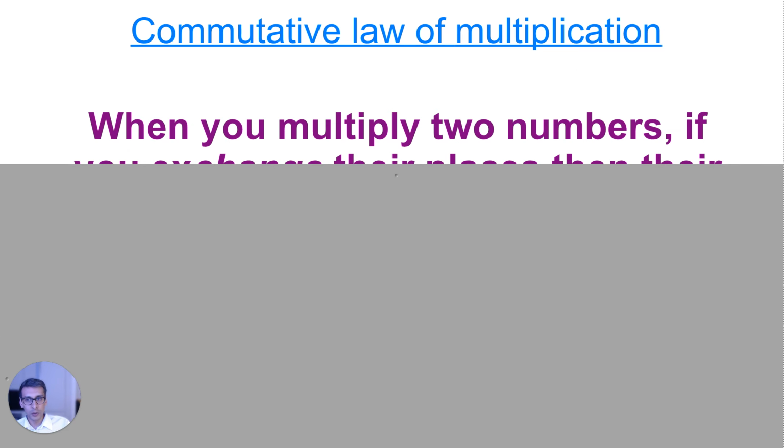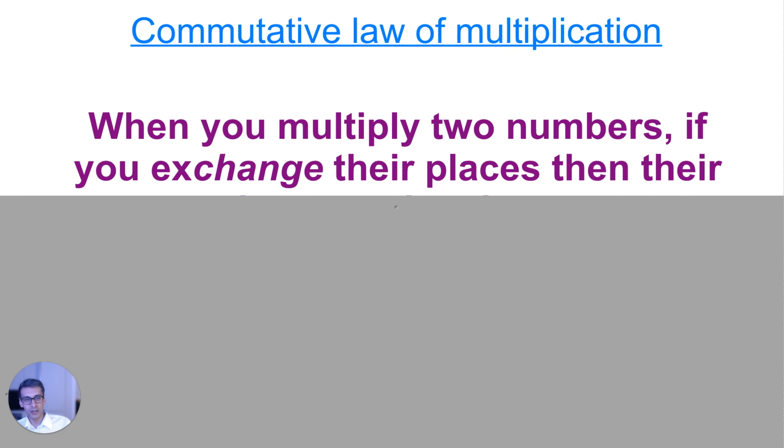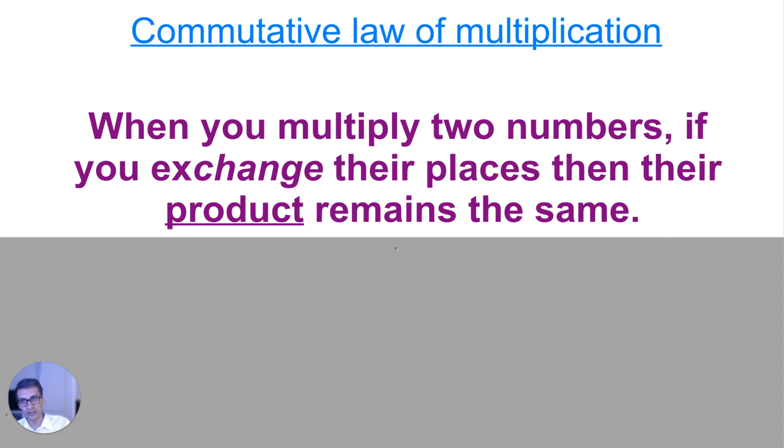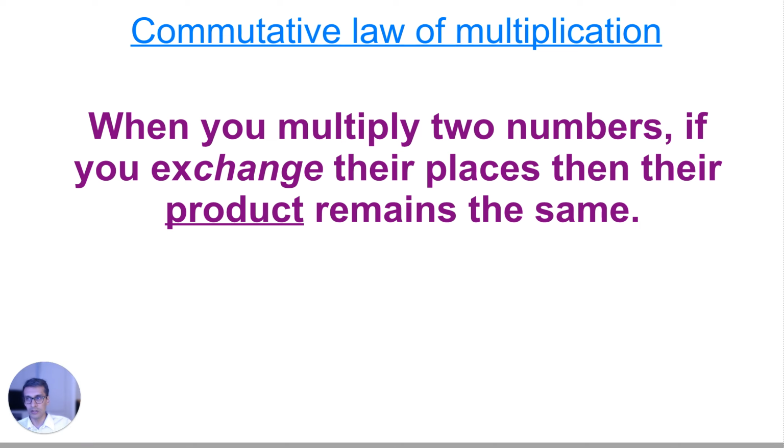So the commutative law of multiplication is when you multiply two numbers, if you exchange their places, then their product remains the same. So the product is the answer when you multiply two things. So you just need to remember that the product will remain the same. The difference between this statement and the commutative law of addition is this word is replaced with sum when we're looking at addition. So sum and product are really important words that we're going to be using.